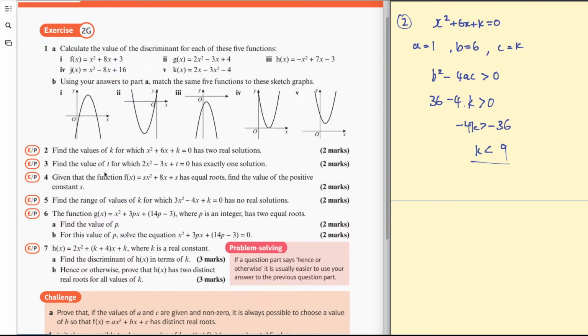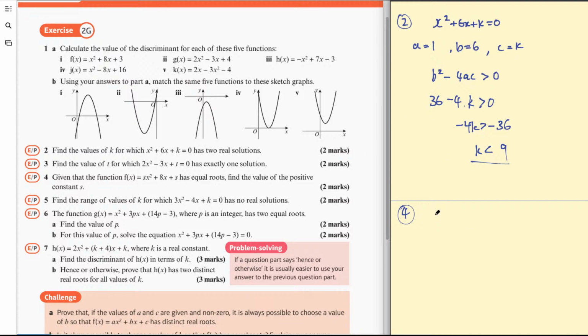Three looks fairly similar. Given that the function sx squared plus 8x plus s has equal roots, find the values of the positive constant s. Okay, this is kind of different because we have 2 unknowns. So let's give 4 a go. And if you see a problem and you'd like to give it a go yourself, pause at any time, and then you can see if you're doing it correctly or not. So keep that in mind if you do want to give any of these a go yourself.